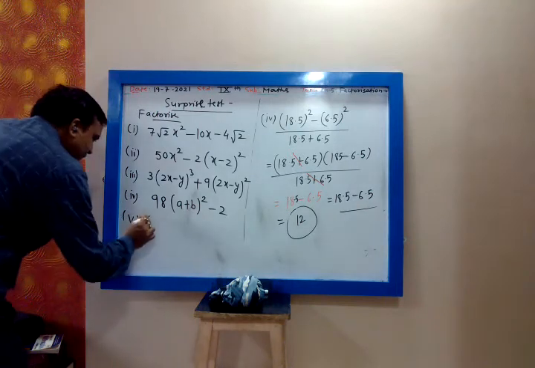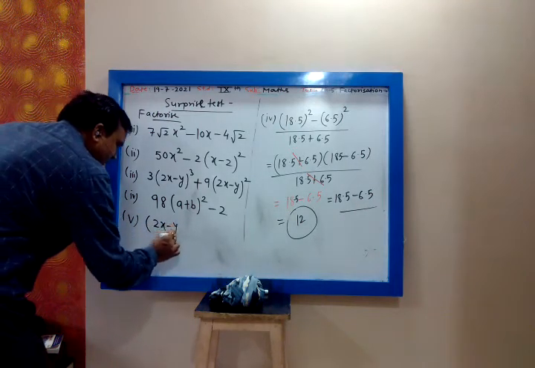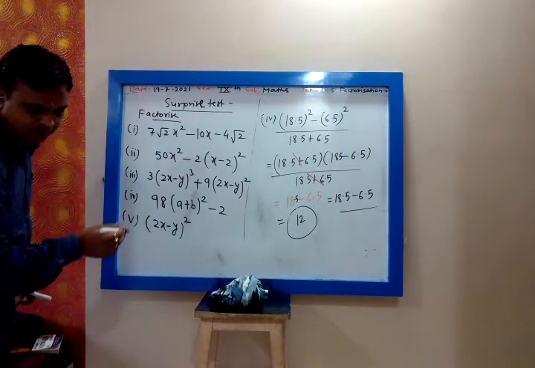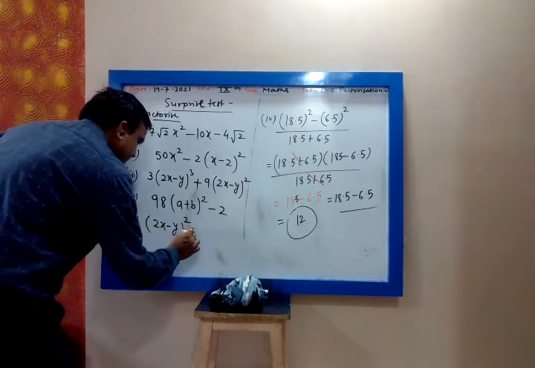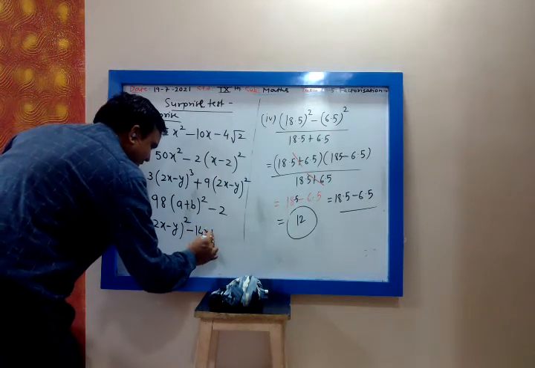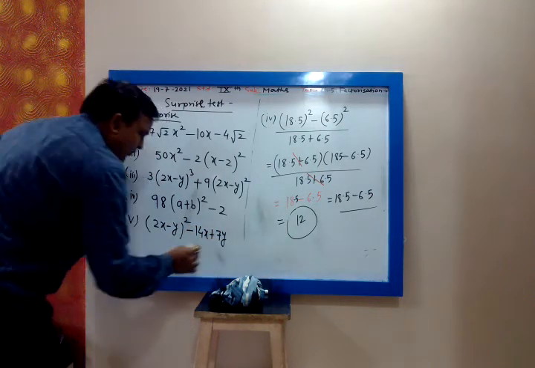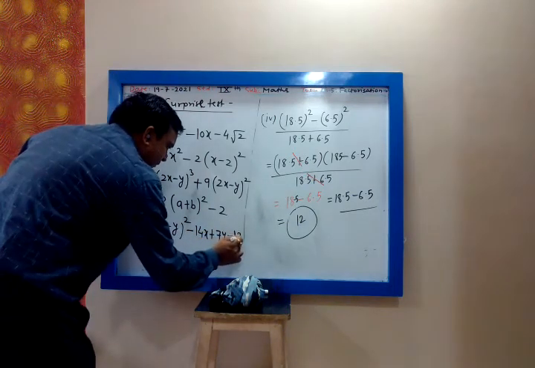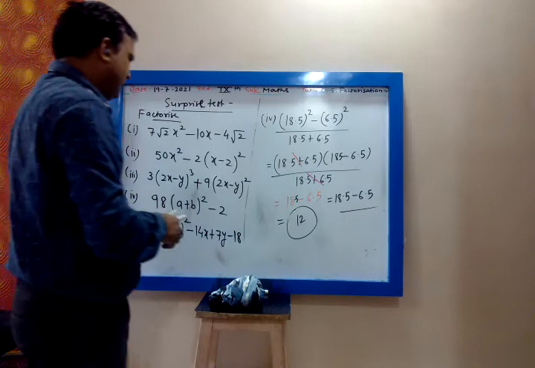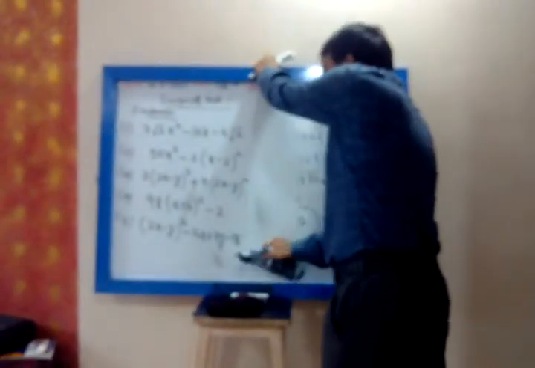2x minus y whole square minus 14x plus 7y minus 18. Go for solving all this. You have to solve all the problems.